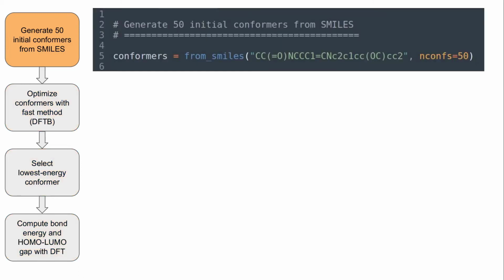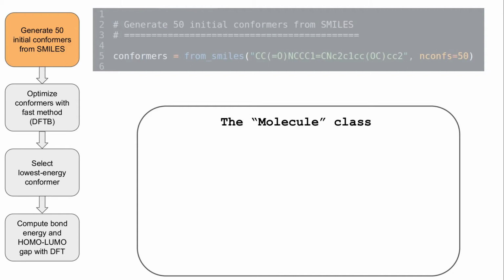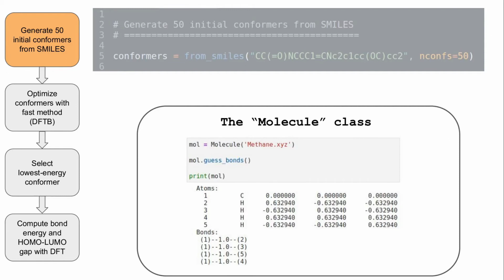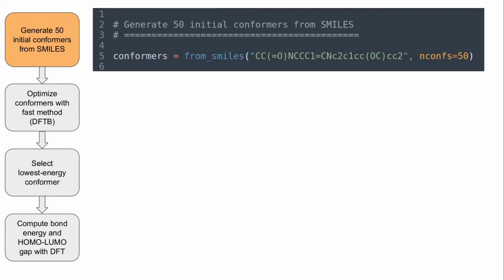The first step is to generate the 50 initial conformers. We can do this by using the fromSmiles function that takes as input a SMILES string and optionally the number of conformers to be generated. The fromSmiles function returns a list of molecule objects. The molecule class is an important component of PLAMS as it contains the geometry of the system. For example, in this snippet you can see how one can create a molecule object from an XYZ file, guess the bonds and print it. Although the name might suggest otherwise, the molecule class can also deal with periodic systems such as crystals or 2D slabs.